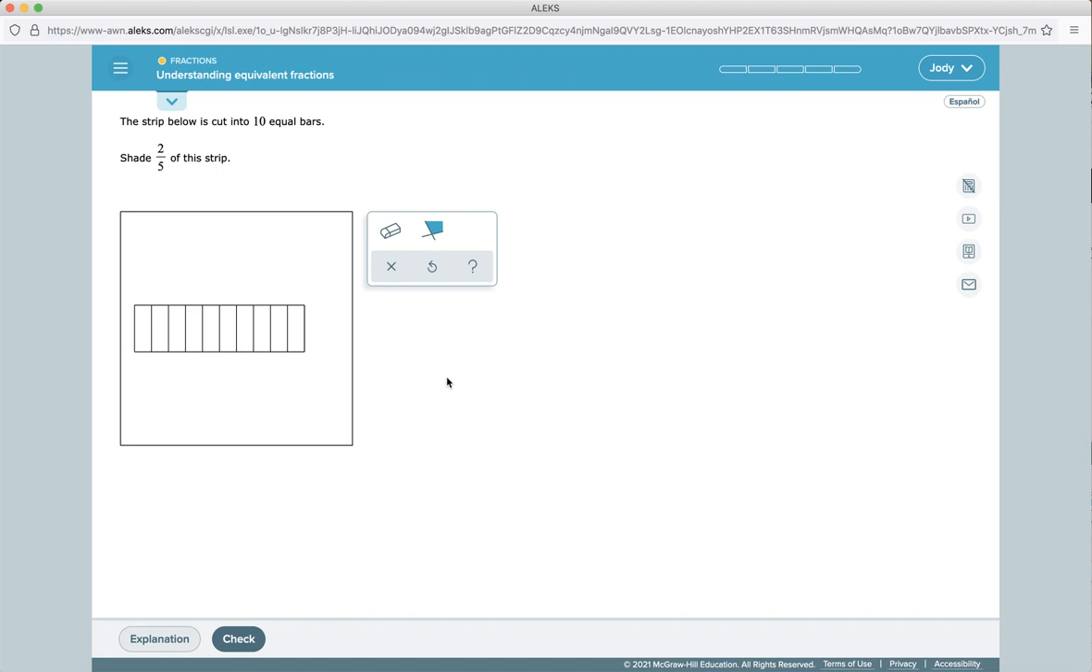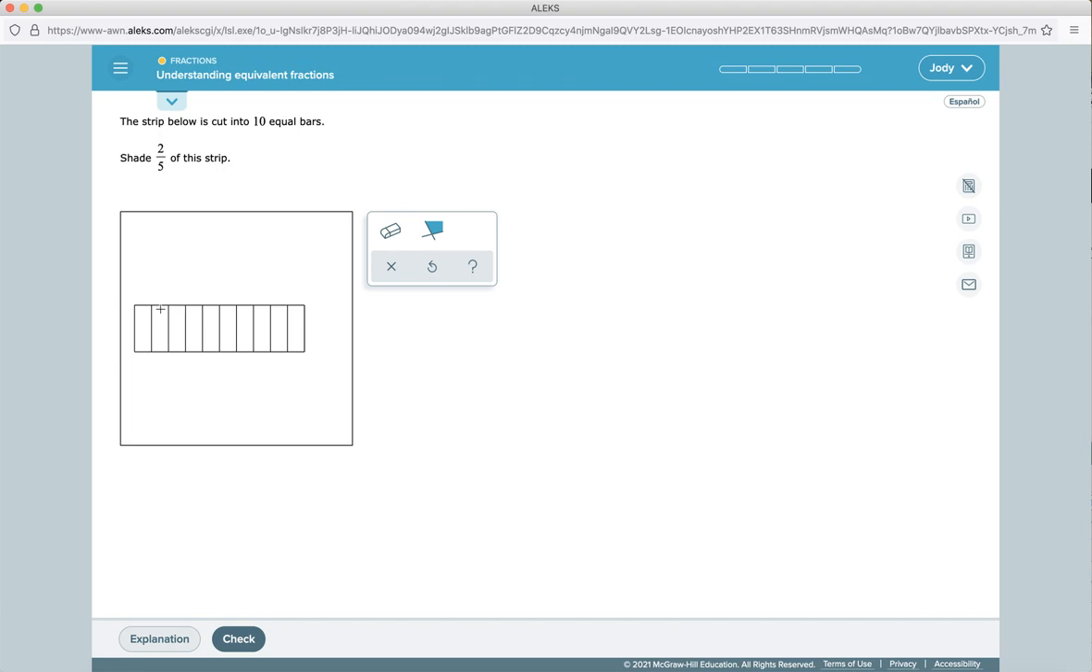So this strip below is cut into 10 equal bars. We want to shade 2/5 of this strip. So again, we start out in terms of tenths, but now we want to rework the problem in terms of fifths. That means I need to take this figure, and instead of looking at it as 10 equal pieces, I only want 5 equal pieces. I had 10 equal pieces, now I only want 5. 10 divided by 5 is 2.